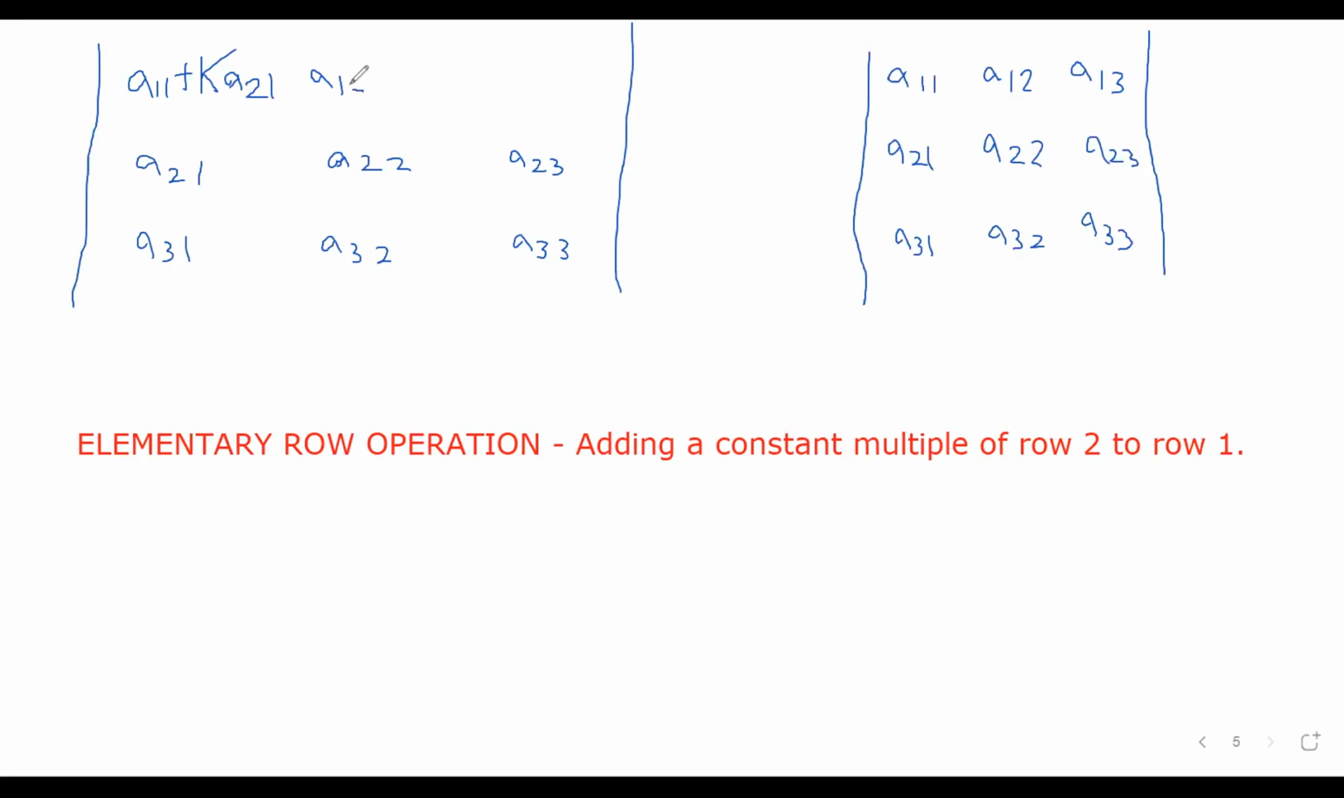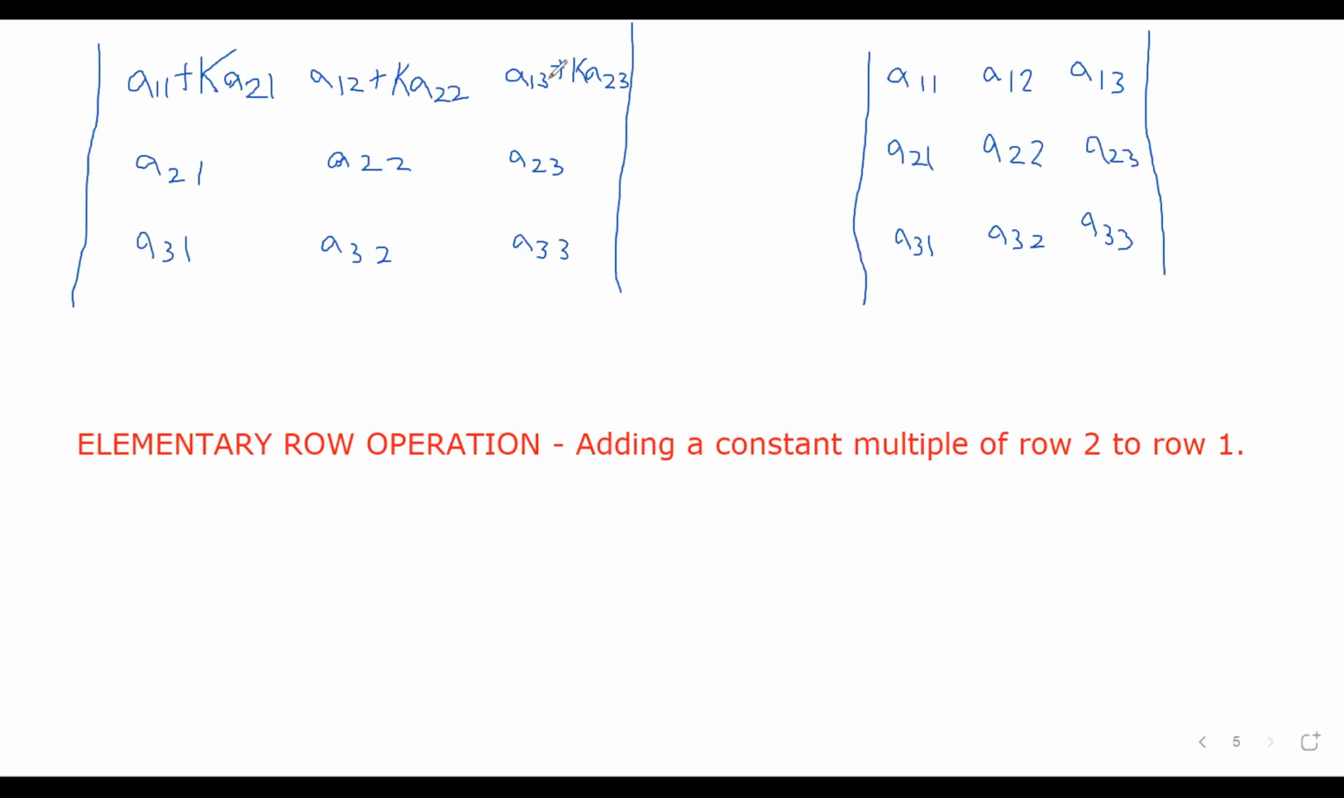The next entry in row 1 is A12, the original entry, and we're adding a constant multiple K of the corresponding entry in row 2, which is A22. So it's A12 plus K A22. The original entry in row 1 here was A13, where we're adding a constant multiple of the corresponding entry in row 2, which is plus K A23. So now our first row looks like this. This is the resulting matrix of adding a constant multiple of row 2 to row 1.